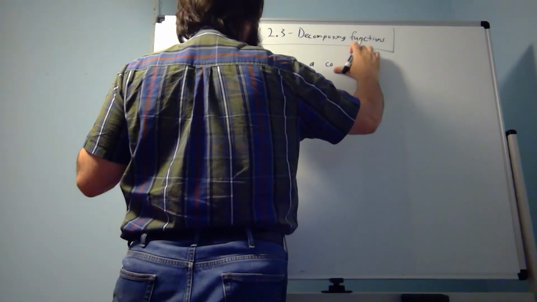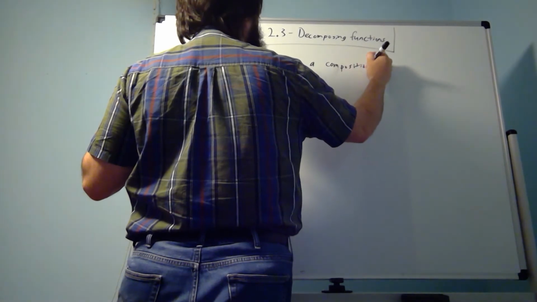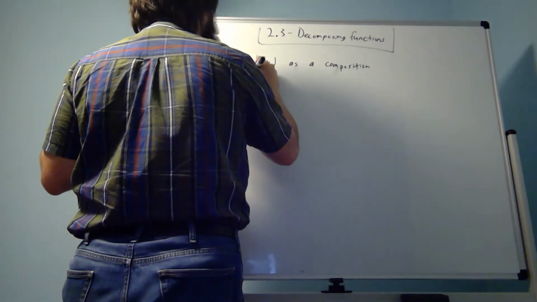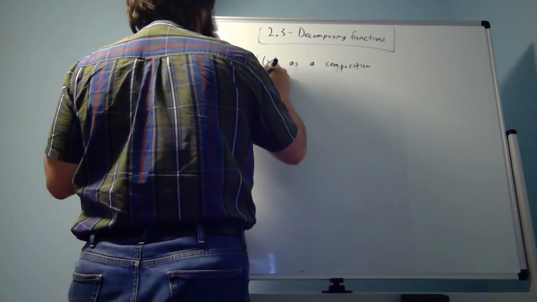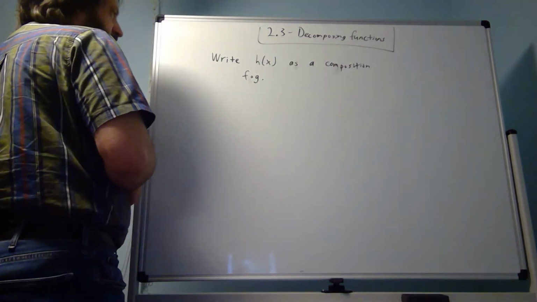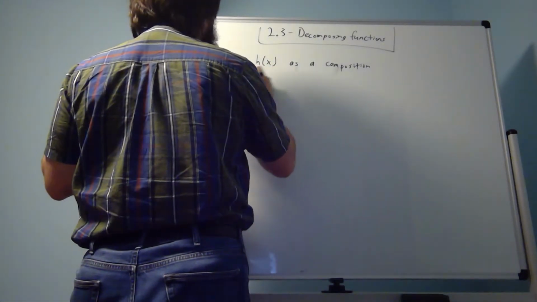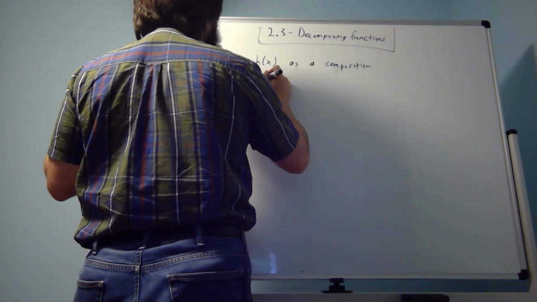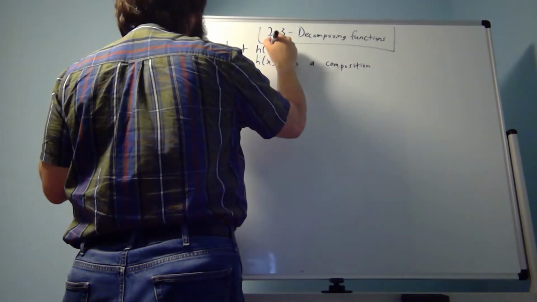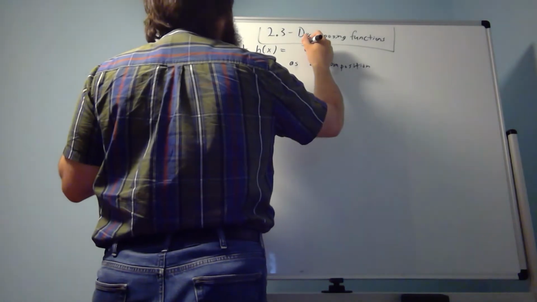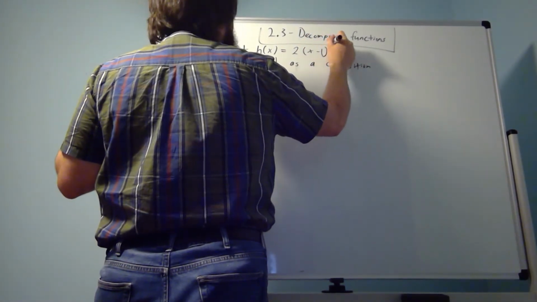So let me talk about what I want and what I don't want. Oops. There's an M in the word composition. So write h of x as a composition f of g. So first of all, let h of x equal, well, let me just make something up.